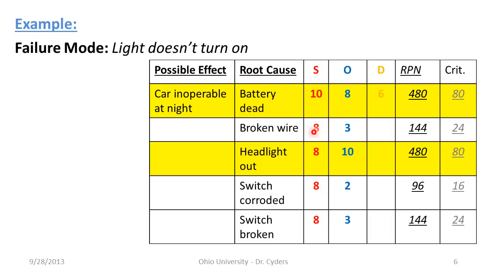The rest of these are the severity of 8 that we determined for the car being inoperable at night, because you can drive it the rest of the time, but you can drive it during the day when it's light out, but you can't drive it at night. So it's very limited operability, but it is operable. And we see out of this calculation that we get the highest numbers here associated with the headlight going out and the battery being dead. And these are our two major failures that have a high risk priority number and high criticality.